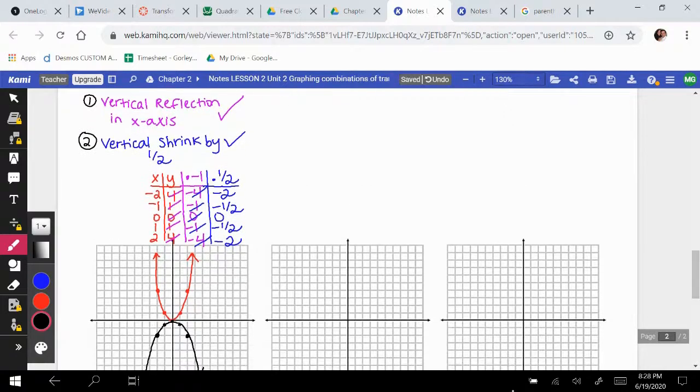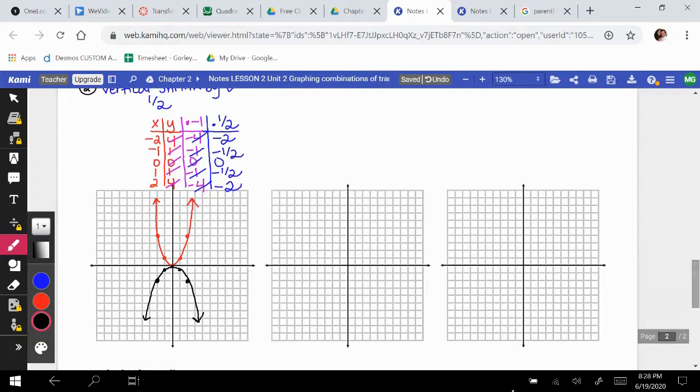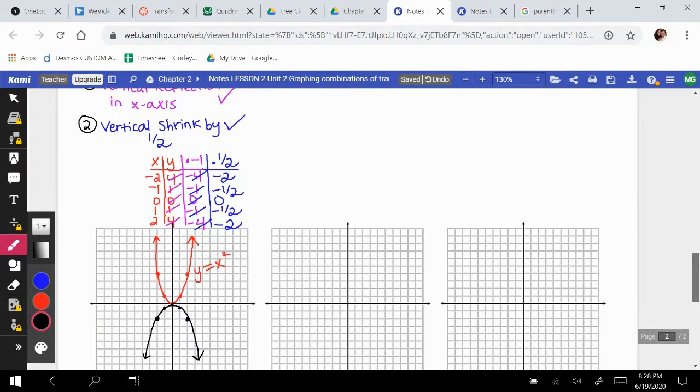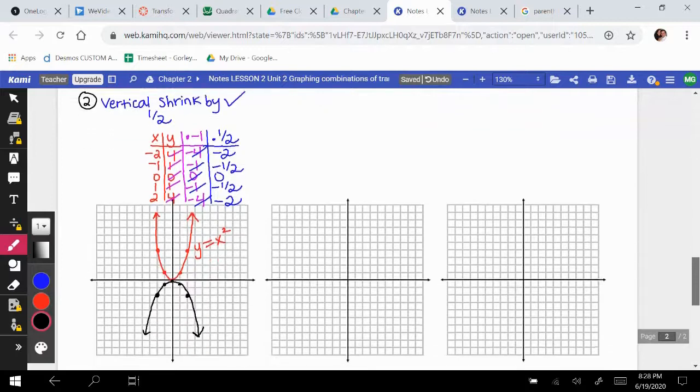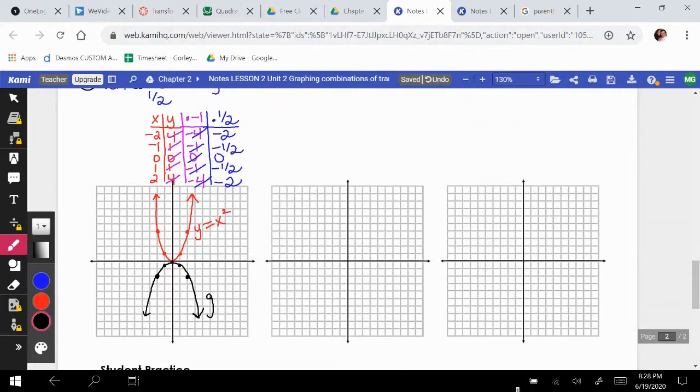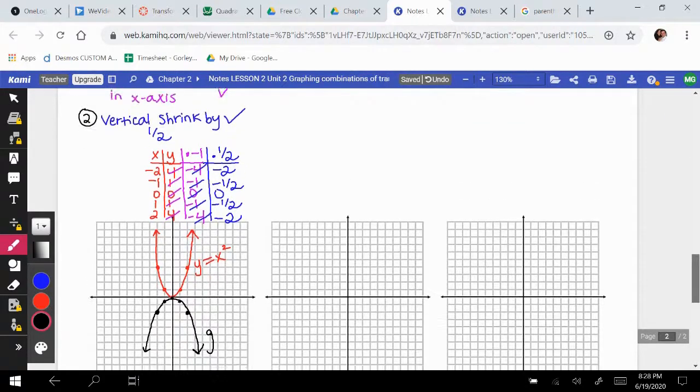All right, because of the vertical reflection, I should have seen the graph flip, which I do see, and because of the vertical shrink, my graph should widen or flatten out, and it does look a little bit wider than the original parent function. Okay, if you're not creating a color coordinated key, please label which function is which. So I labeled my parent function, and then this function I'm just going to label g. All right, next one.